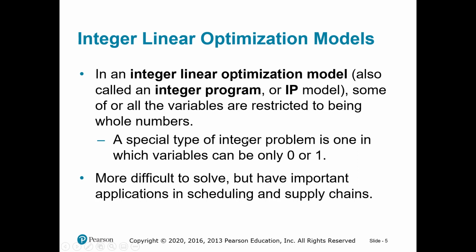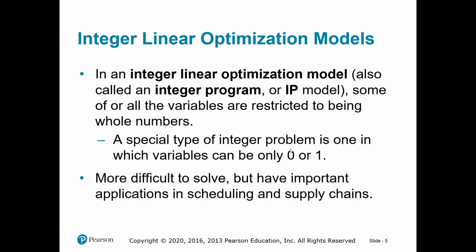We also have a special type of this problem where the variables can be 0 or 1. To give you an example of this, we maybe have 10 different machines, and these machines can be on or off at any one time. So for each of these machines, we would have a decision variable, which is a 0 if it's off and a 1 if it is on. And that is a binary integer program.